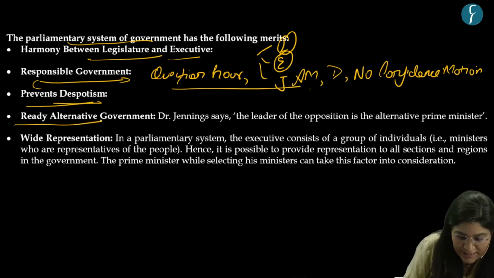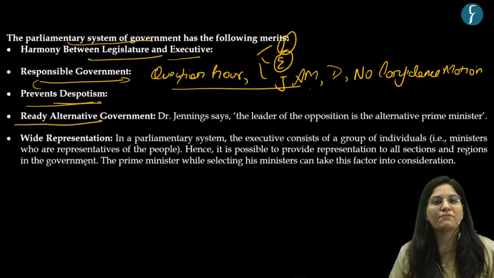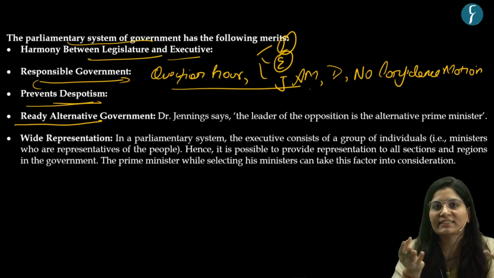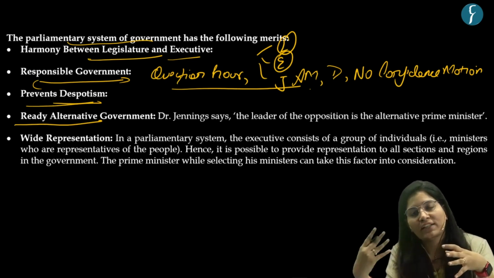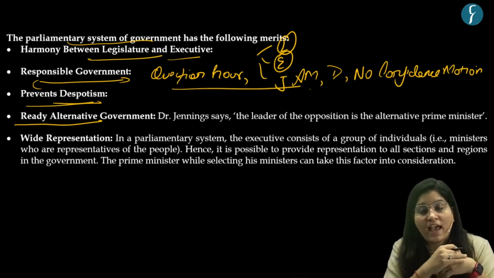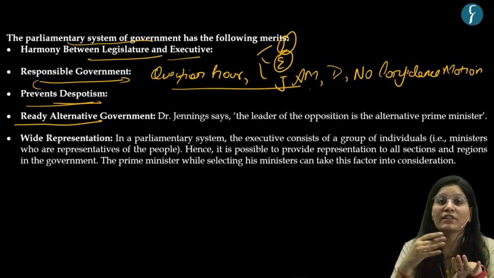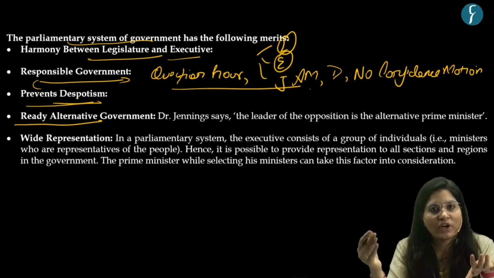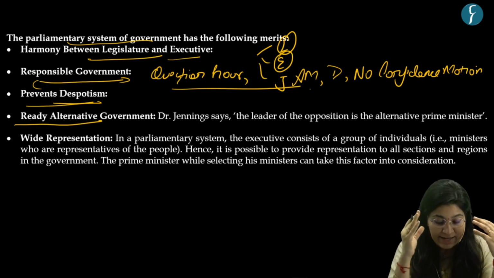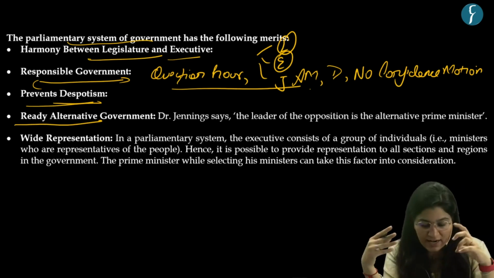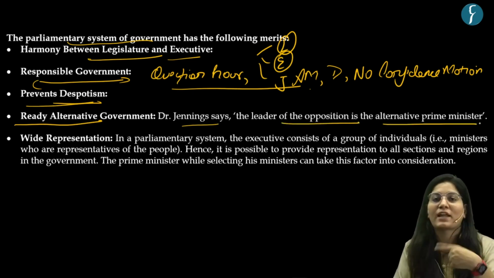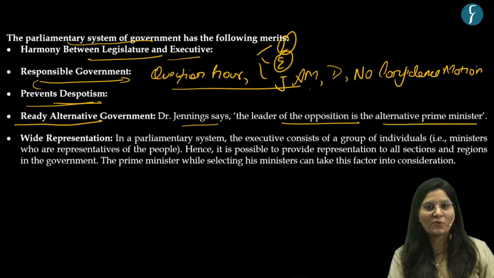Then we have ready alternative government. See, if a ruling party loses the majority, then the head of the state can invite the opposition to form the alternative government, and the opposition can form the alternative government without any fresh election. Got it? That's how one of the merits of the parliamentary system is that it is ready with an alternative government, and that is why Dr. Jennings says that the leader of the opposition is the alternative prime minister. Now you know why he said that.